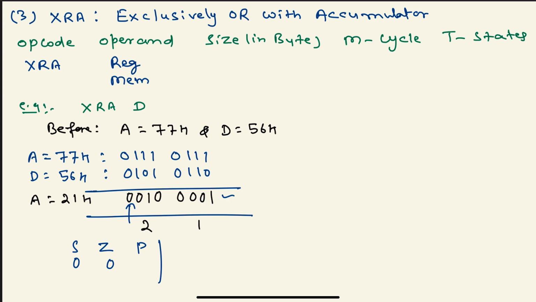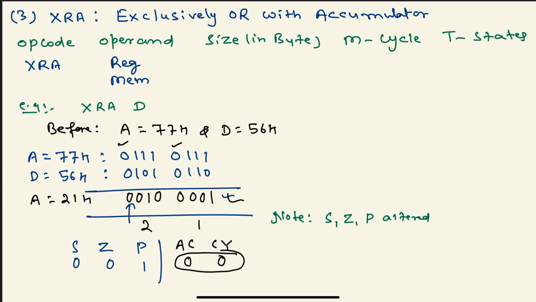So the parity bit will be 1 here. Unlike the logical ANDing operation, in this case the auxiliary carry as well as the carry, both bits, irrespective of the result obtained, will always be reset, because whatever the fourth stage is, either 00, 01, 10 or 11, it will never create a carry. Similarly, from the eighth stage also, whether it is 00, 01, 10 or 11, this will never create the extra bit as a carry bit. So due to that reason, the auxiliary carry and carry will always be reset in this case. So we can make a note of this: sign, zero and parity are altered to reflect the result.